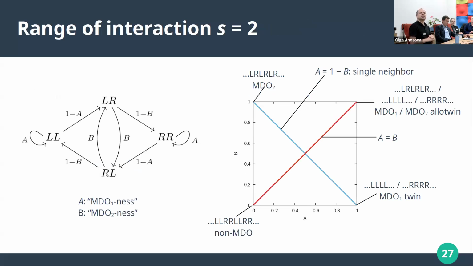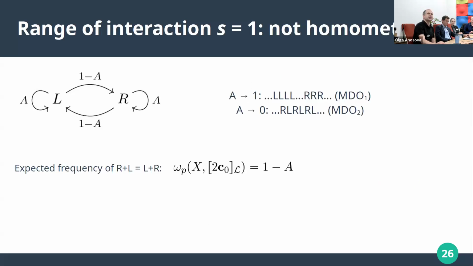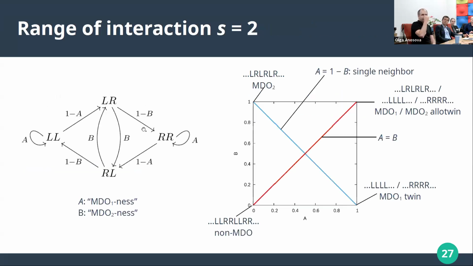And now things are getting more interesting. Basically, in this case, you have A is 1 is MDO1 and A is 0 is MDO2. But when you have 2 neighbor interactions, we have A as LL after LL, that's MDO1 in principle, and B is LR after RL, that's MDO2 in principle. So we can now change this at the same time. And now what we have here is a two-dimensional parameter space.